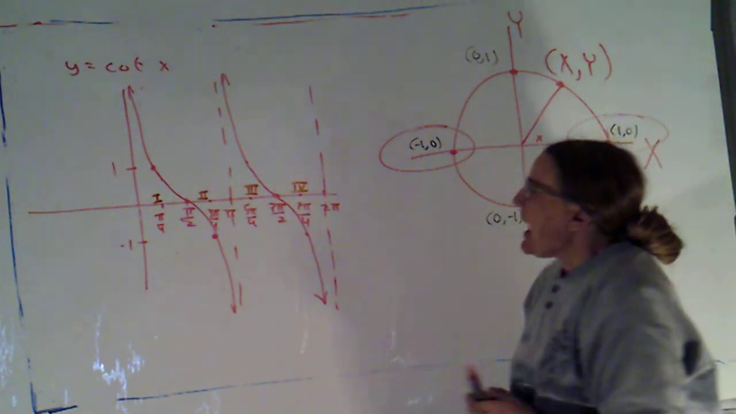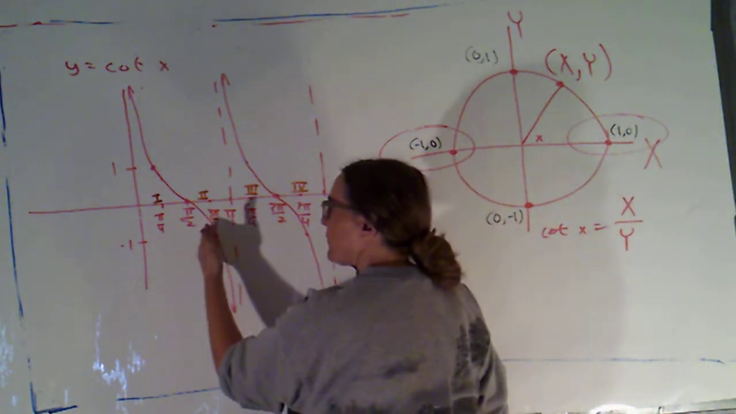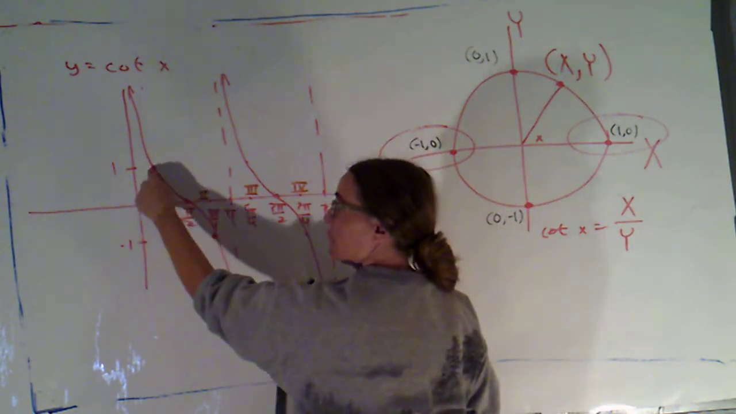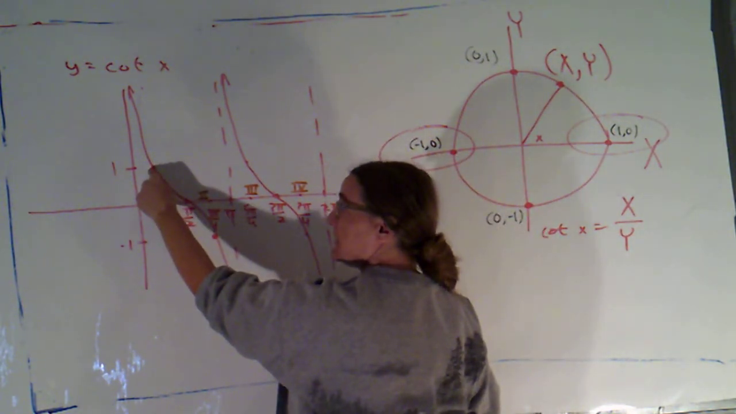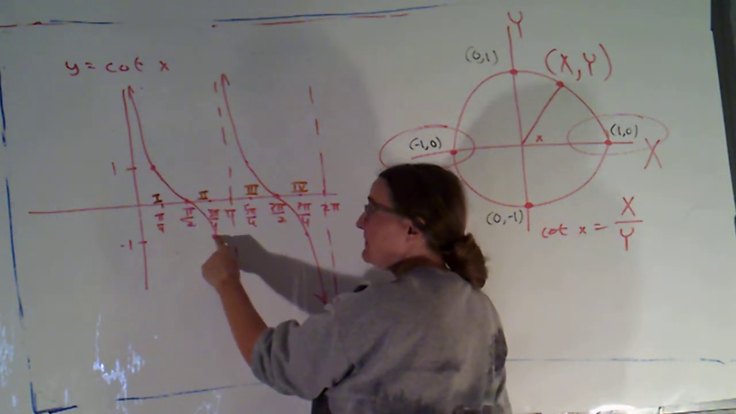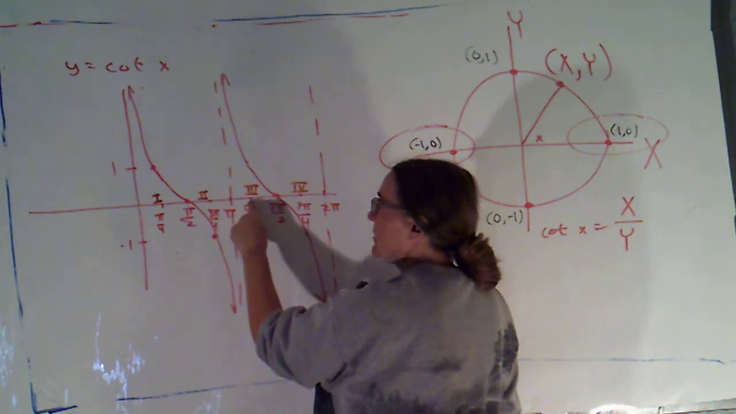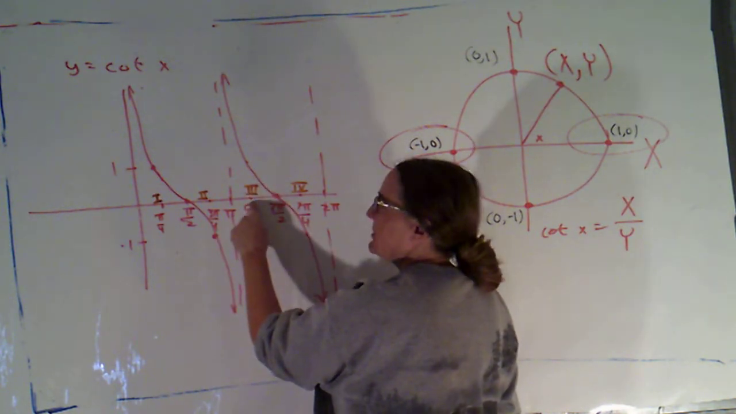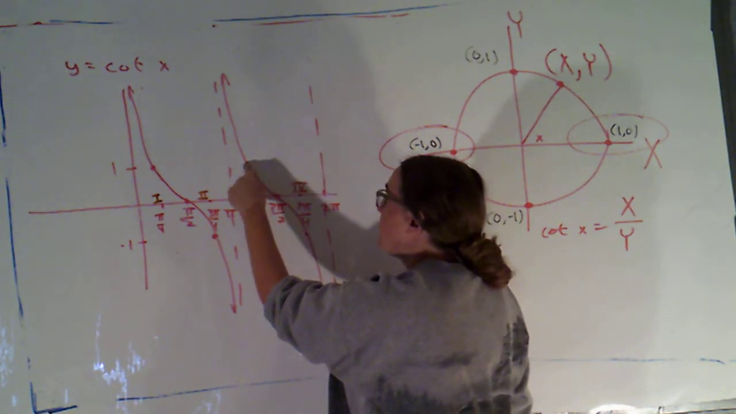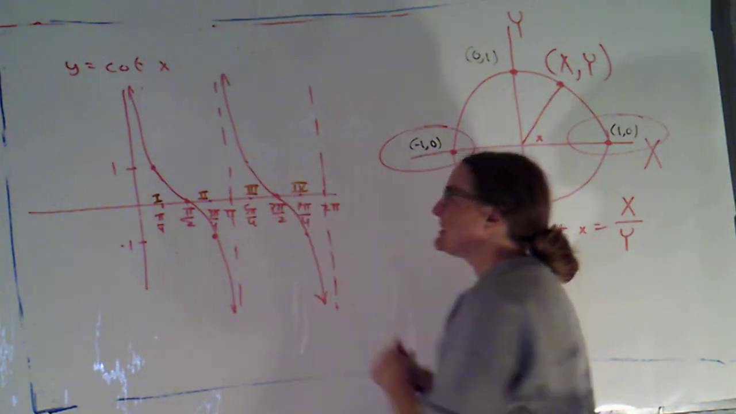Okay. And then I plotted all of the points with a reference angle of pi over 4. So pi over 4 would be in quadrant 1, where cotangent is positive. That gives me a 1. 3 pi over 4 is in quadrant 2, where it's negative. That gives me a negative 1. In quadrant 3, cotangent is positive. So 5 pi over 4, which again has a reference angle of pi over 4, is 1. And 7 pi over 4 is negative 1.